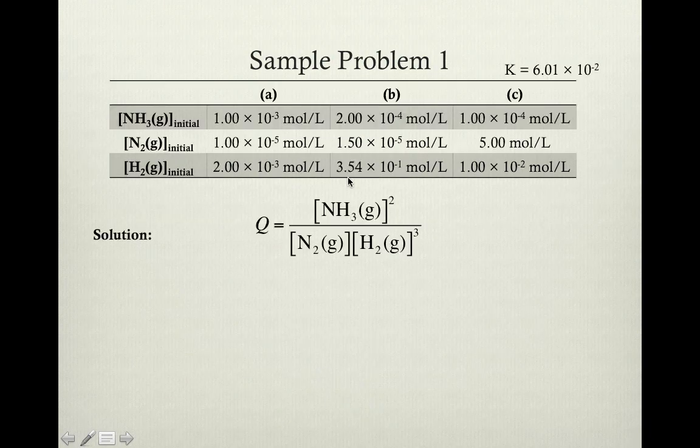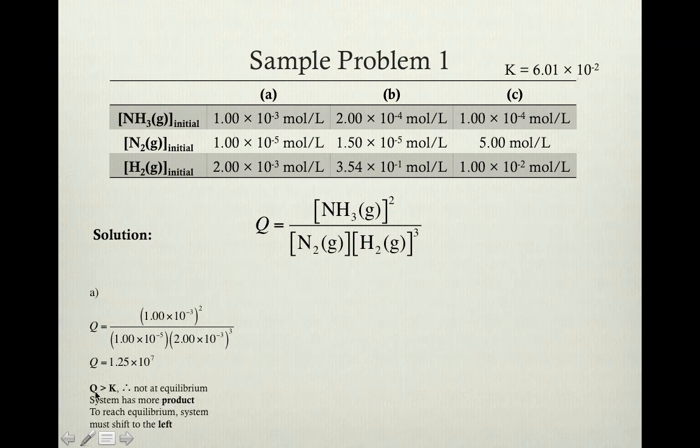So if we look at the first scenario, if we plug in our values, so you can see we're just introducing the numbers that we got, we get Q is equal to 1.25 times 10 to the 7. Our value for K is 6.01 times 10 to the negative 2. So in here, Q is much bigger than K. So our system is not at equilibrium because they're not the same. We have more product than we should. So the system must shift to the left to reach equilibrium.